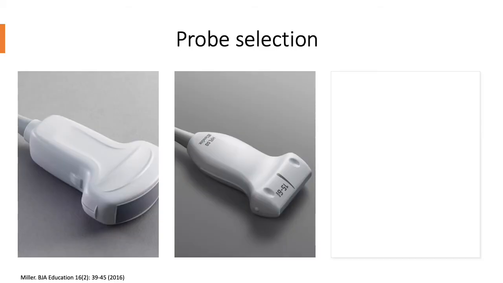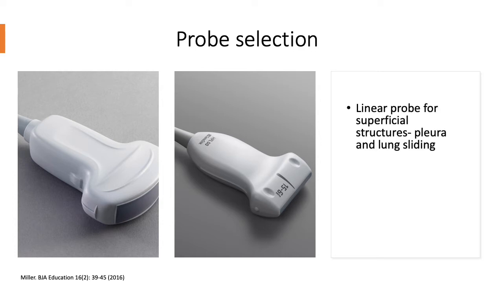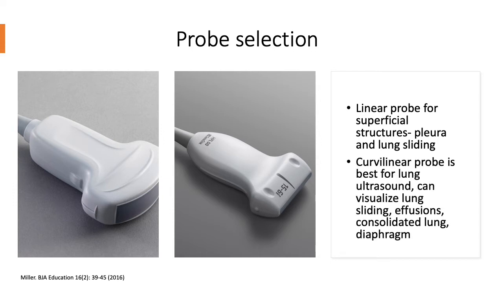Probe selection. For lung ultrasound, you can use a linear probe. It's great for superficial structures, such as looking at the pleura and evaluating for lung sliding. You can also use the curvilinear probe. It can look at lung sliding like the linear probe, and can also evaluate for effusions, consolidated lung, and it could also be used to evaluate the diaphragm. You can use a phased array probe as well, if that's what you have available.